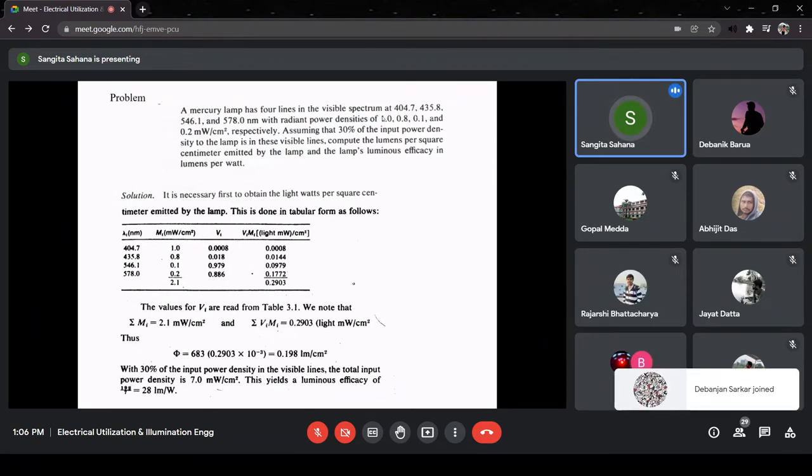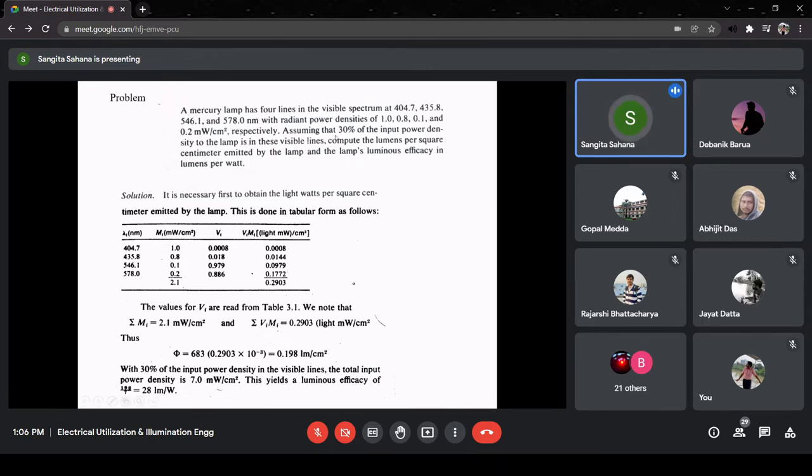milliwatt per square centimeter. That means from the per square centimeter area of the source, 1 milliwatt is coming as radiant power. At 435.8 from per square centimeter area of the lamp, 0.8 milliwatt is coming like that.